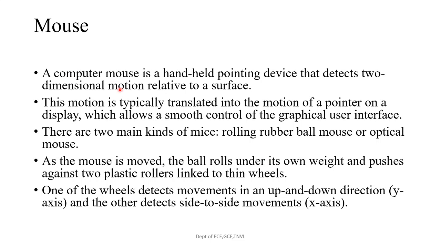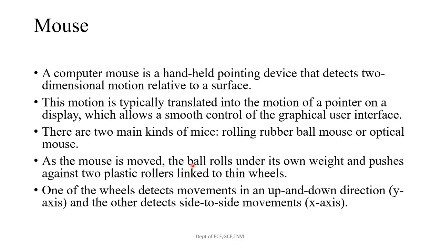Mouse. A computer mouse is a handheld pointing device that detects two-dimensional motion relative to a surface. This motion is typically translated into the motion of a pointer on a display, which allows smooth control of the graphical user interface. There are two kinds of mice, rolling ball mouse or optical mouse.